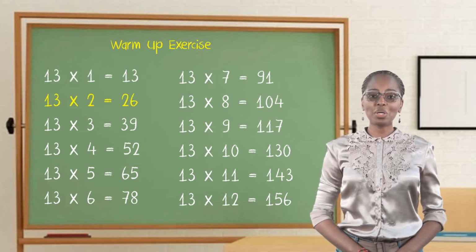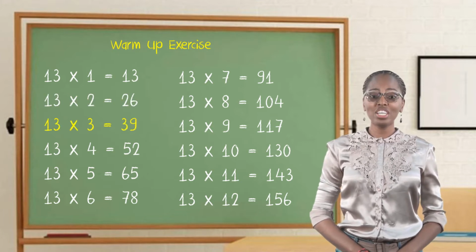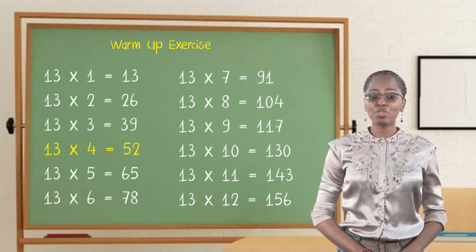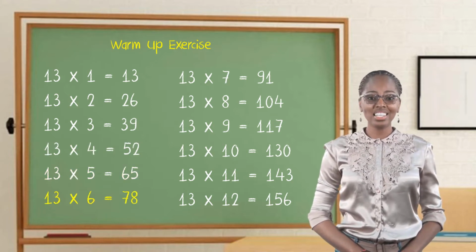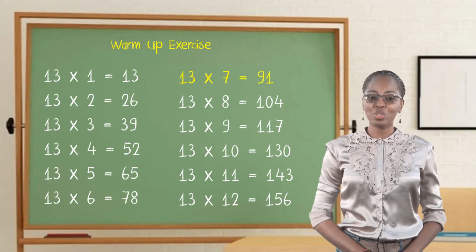13 times 2 is 26. 13 times 3 is 39. 13 times 4 is 52. 13 times 5 is 65. 13 times 6 is 78. 13 times 7 is 91.